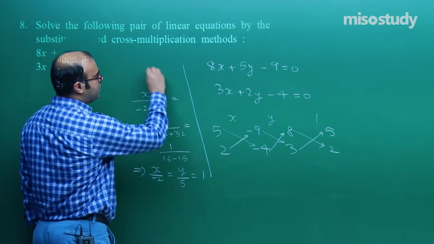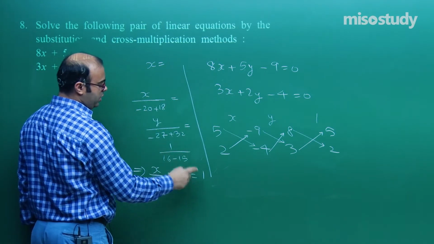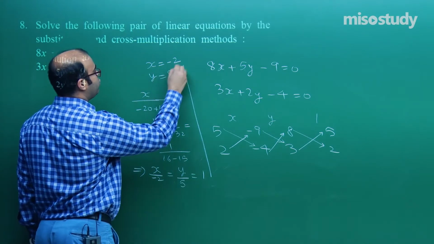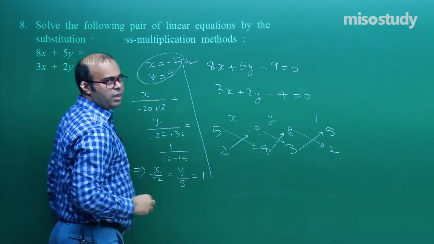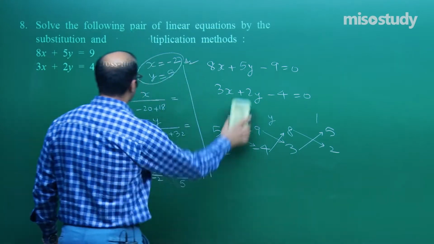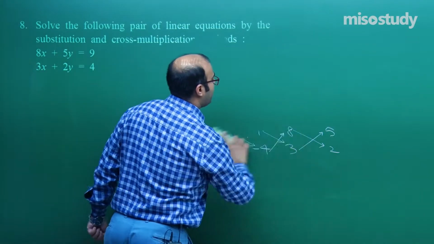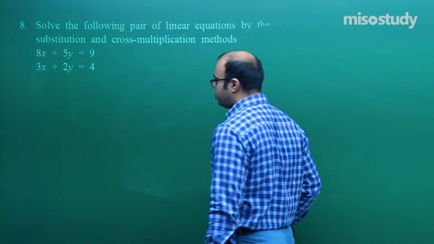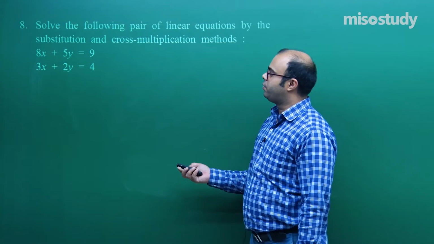So finally, when we equate this with this, x is equal to minus 2, and when we equate this with this, y is equal to 5. So these are the answers which we get here. This was also a question which we had to solve by the cross multiplication method. So we can solve a question by substitution, elimination or the cross multiplication formula.